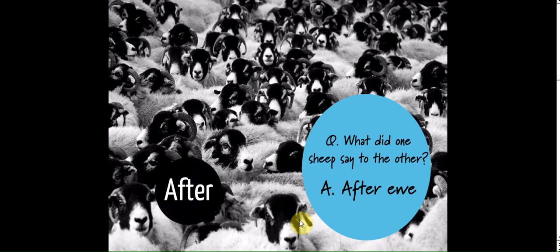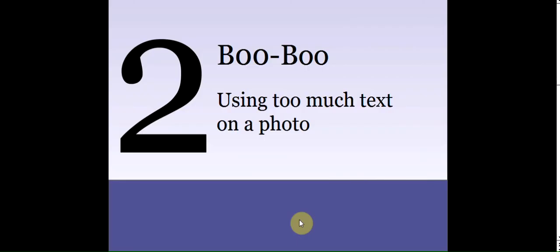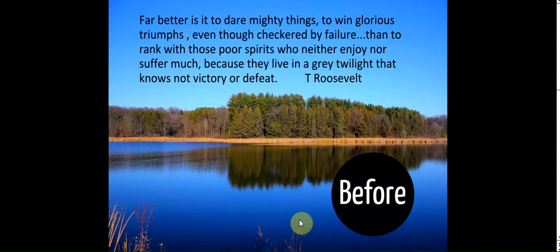So that's boo-boo number 1. Boo-boo number 2 is to avoid using too much text on an image or a photo. Let's take a look at this. Far better is it to dare mighty things, to win glorious triumphs, even though checkered by failure, than to rank with those... I mean, these images, they're not really meant to have paragraphs on them, because it sort of switches people off a little bit. You could use an excerpt from that quote, as long as you keep the essence of the quote.